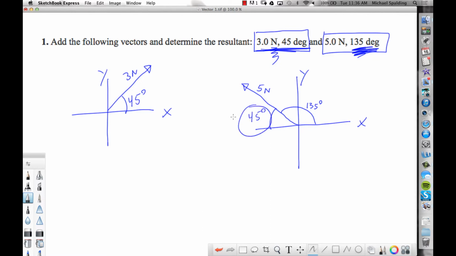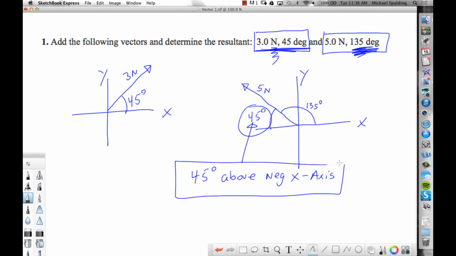Now how would you describe this 45 degree angle? Don't just say 45, because if you just say 45, then you're back to here, right? That's 45. How would you describe this 45 degree angle to somebody? You would say 45 degrees above the negative x axis. You say that and you're money. That's perfect. Or you could say the 135, but when you're giving the final answer to a problem, keep the angle between 0 and 90.